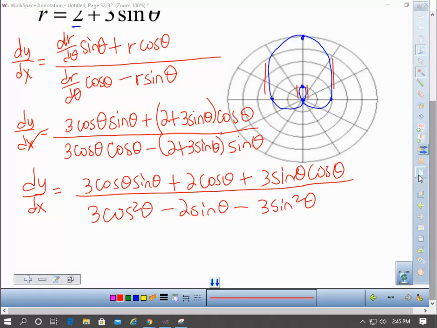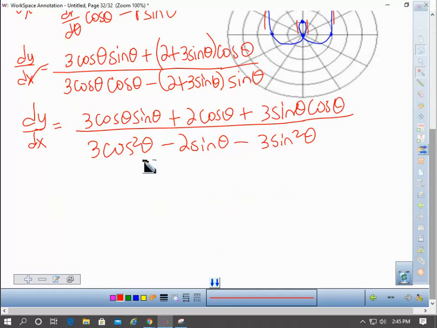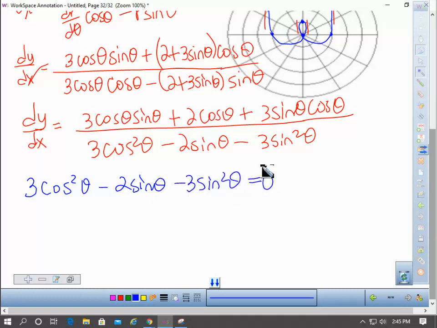All right. The slope is undefined. So that means my denominator needs to be 0. So let's change our color. So our denominator, 3 cosine squared minus 2 sine minus 3 sine squared, needs to be 0. And then we don't want our numerator to be 0. So we'll come back to that here in a second, if we need to.